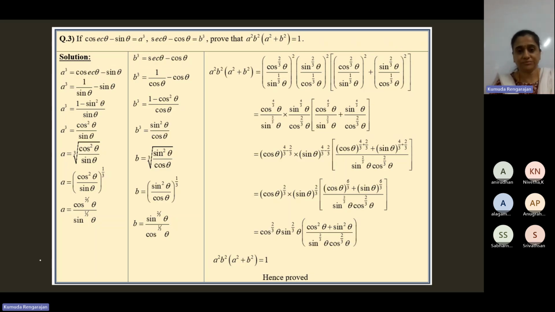See this one. Here, A cubed is given to be cosecant theta minus sine theta, and B cubed is given to be secant theta minus cos theta. You will have to prove that A square B square into A square plus B square is equal to 1.